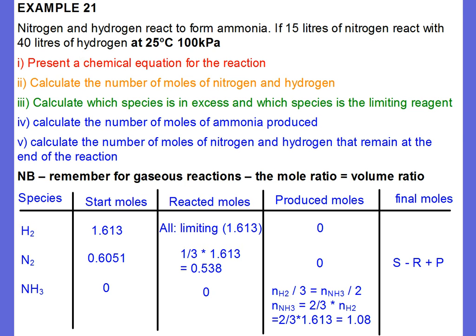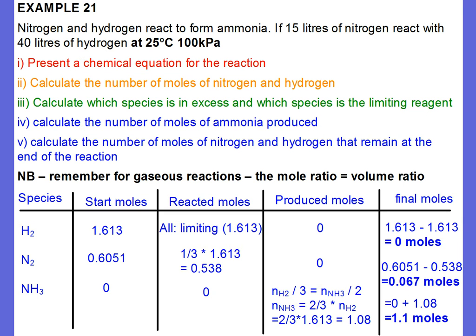Last step, the final moles. It's always how much you start with, take away how much reacted, adding on how much is produced. So for hydrogen, we started off with 1.613, we used up 1.613, therefore there's no moles left. It's not a limiting reagent, it all gets used up. Our excess reagent, nitrogen, that was not all used up, we started off with 0.6051 moles, we reacted 0.538, we got 0.067 moles remaining. And last but not least, we got our ammonia. We started off with none, but we did produce 1.08, so we got 1.08 moles.